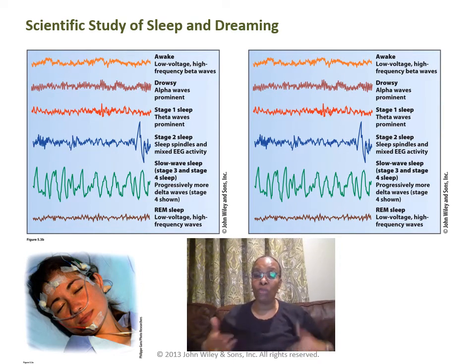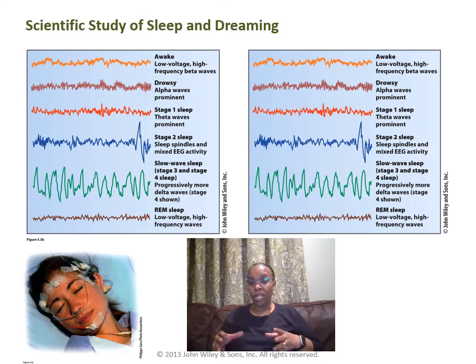So early on, when you first go into stage 3 and 4, that's going to be a longer period, but as you get deeper into sleep, the REM is going to get a little bit more time, and your stage 3 and 4 will start to decrease until the point where you become alert and awake again.